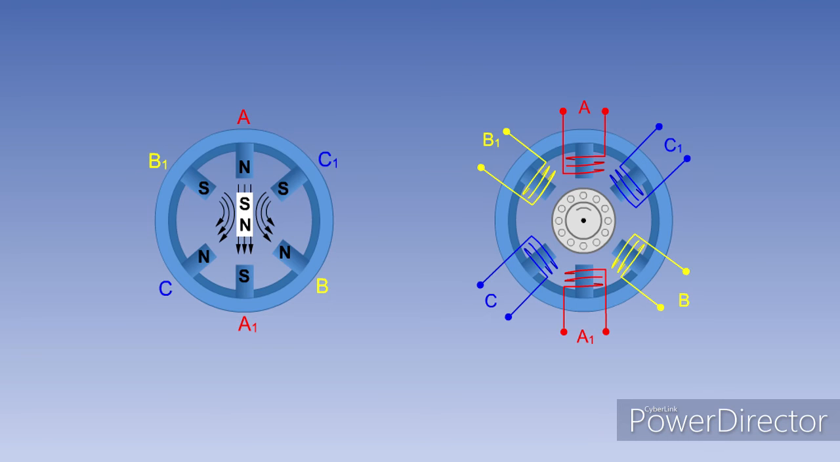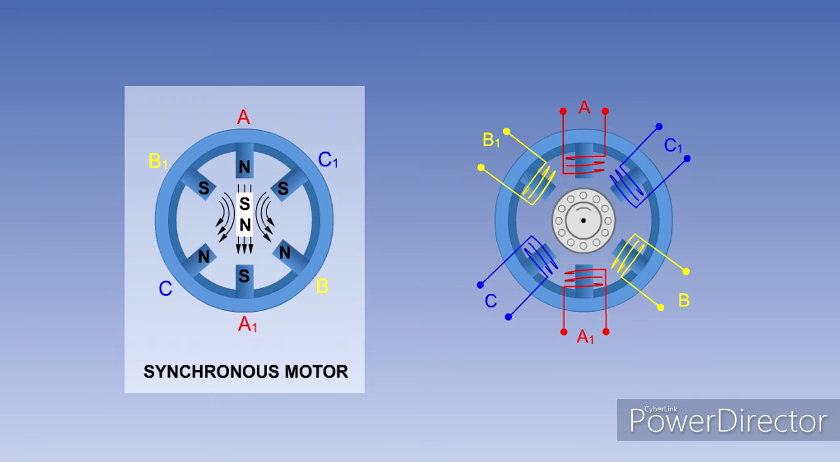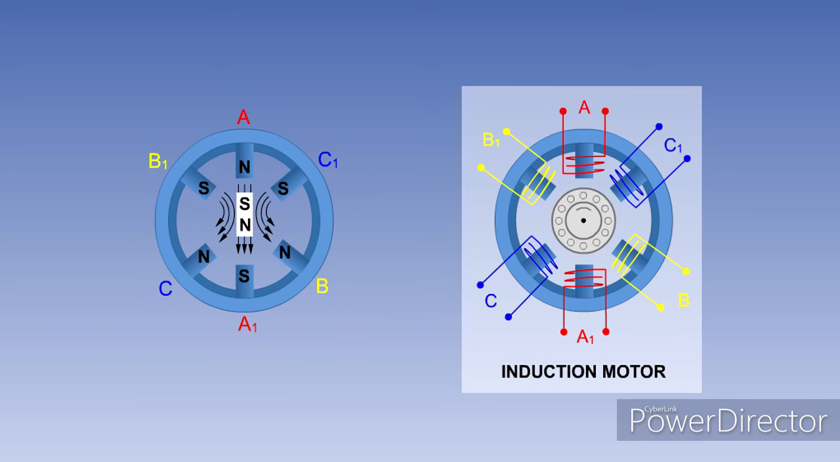There are two types of rotating field AC motors in common use in aircraft installations. They are known as synchronous motors and induction motors. We will look at them both, beginning with induction motors.